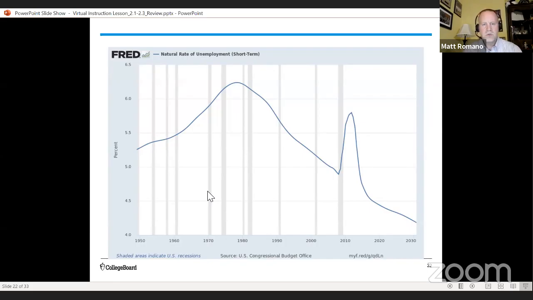Here again is the natural rate of unemployment from FRED St. Louis, and again, it does fluctuate, as you can see. This is the short-term version of it. Long-term doesn't quite look like this, but you can see how there was a pretty significant fluctuation there during and post Great Recession as a lot of changes took place in our economy. But again, it rapidly came down as we went into recovery mode. And I don't want to say rapidly, but it did come back down as we were in recovery.